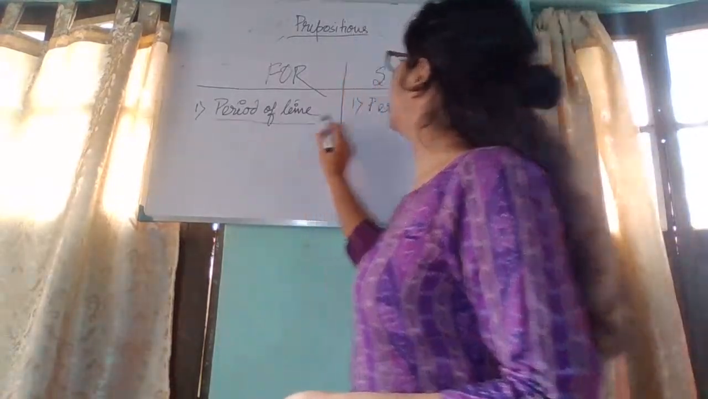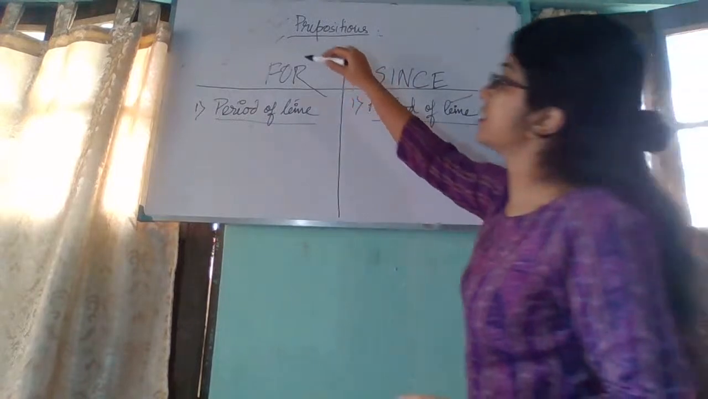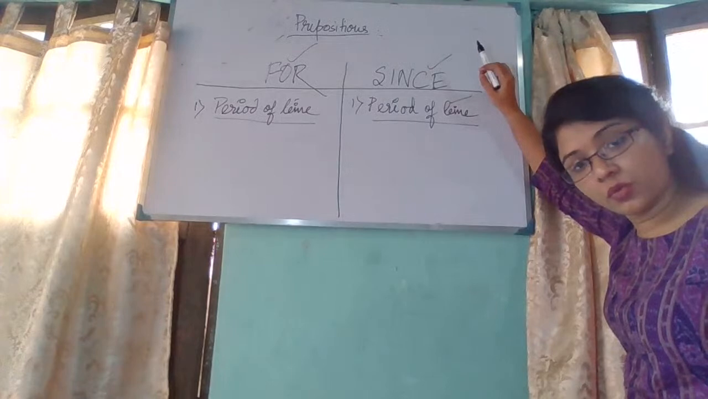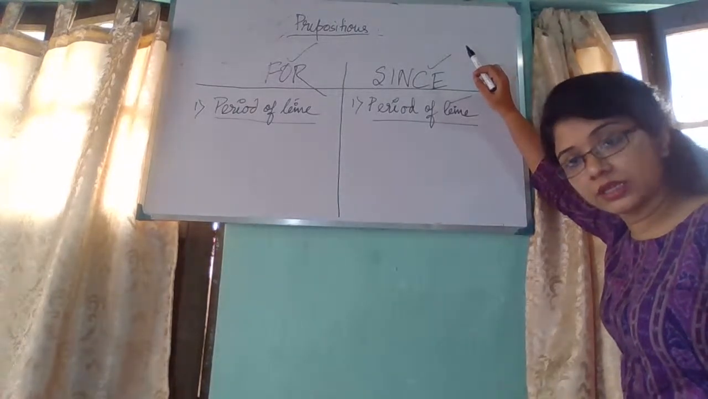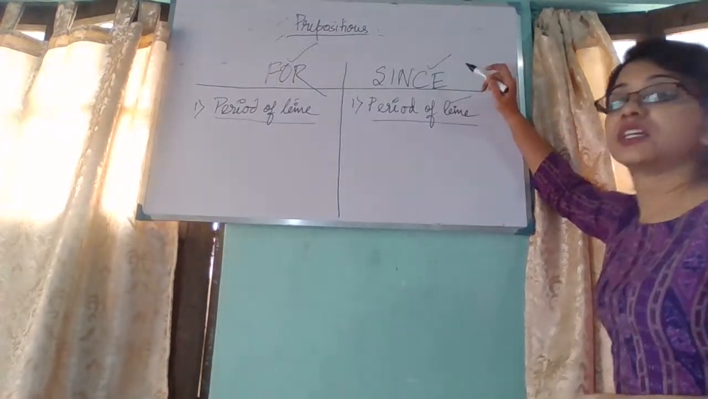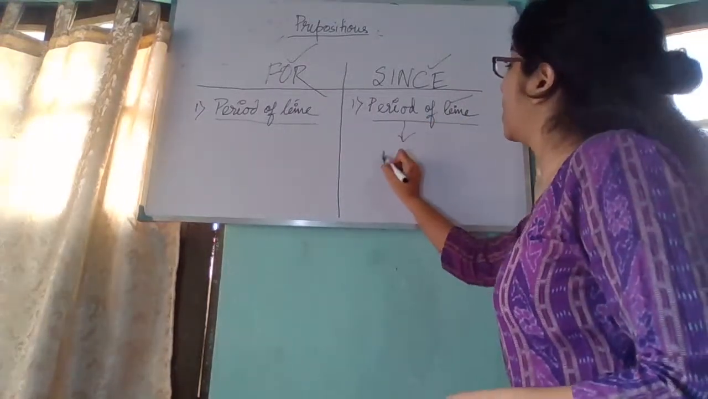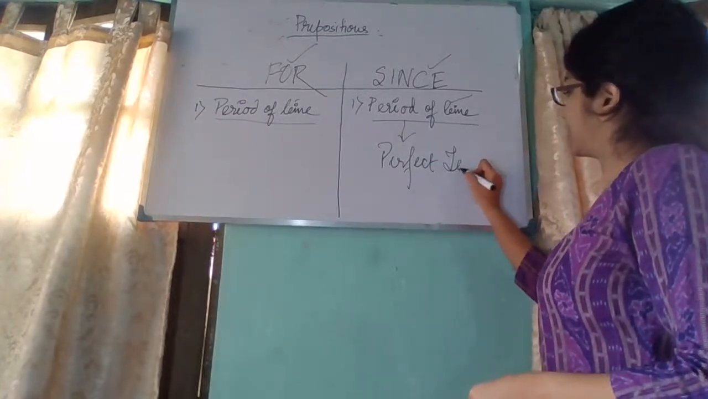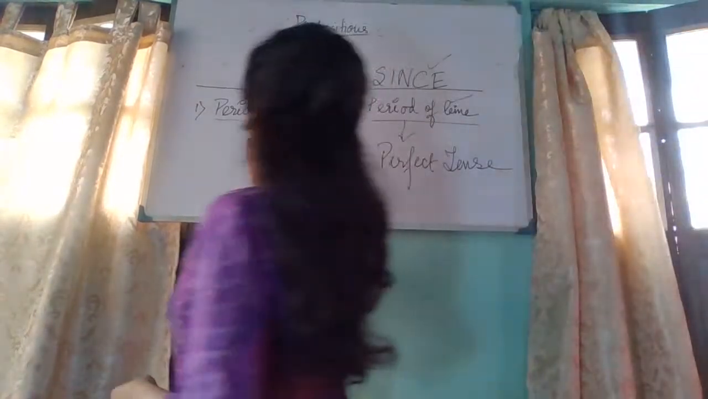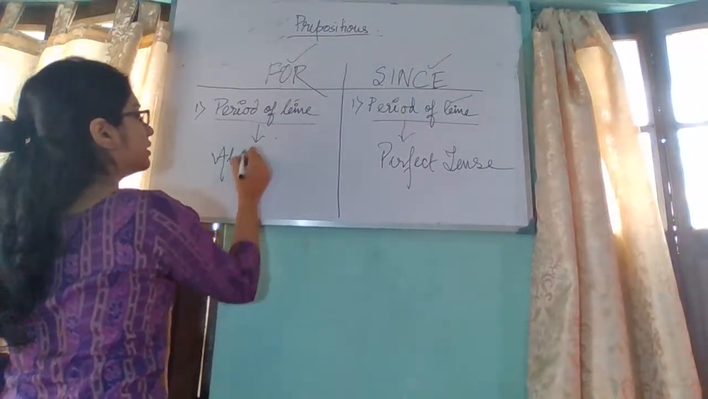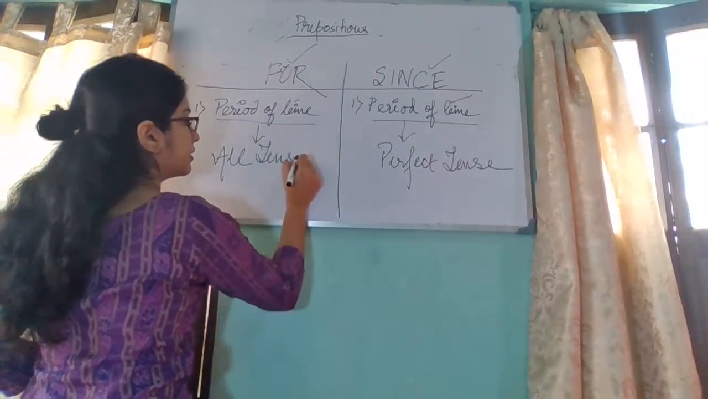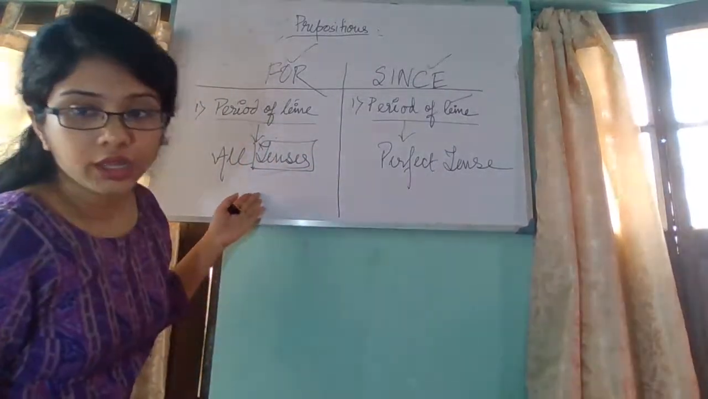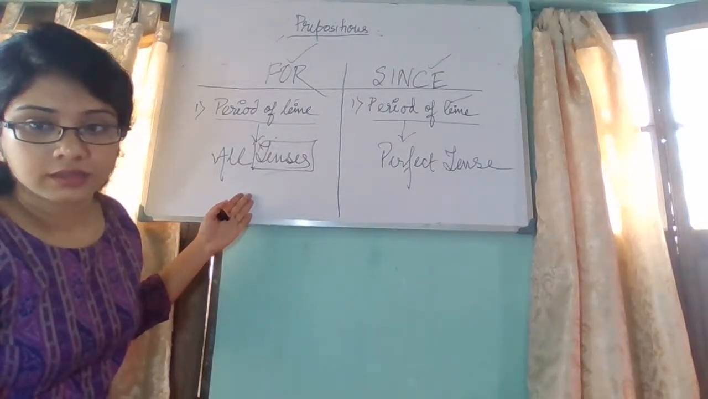So, after this similarity, what is the dissimilarity between for and since? Since always takes a perfect tense, and for can be used with all tenses. That is the main difference between for and since.